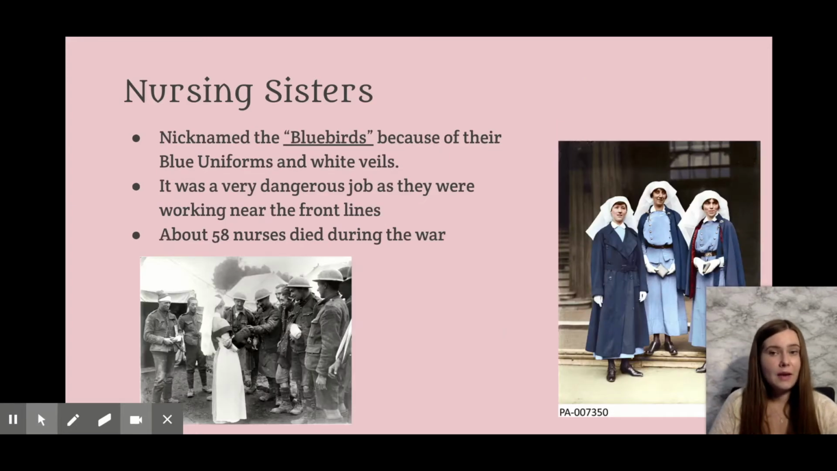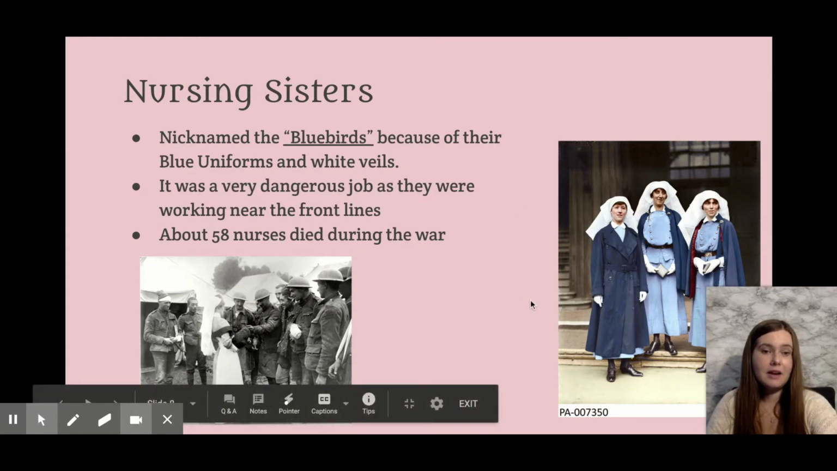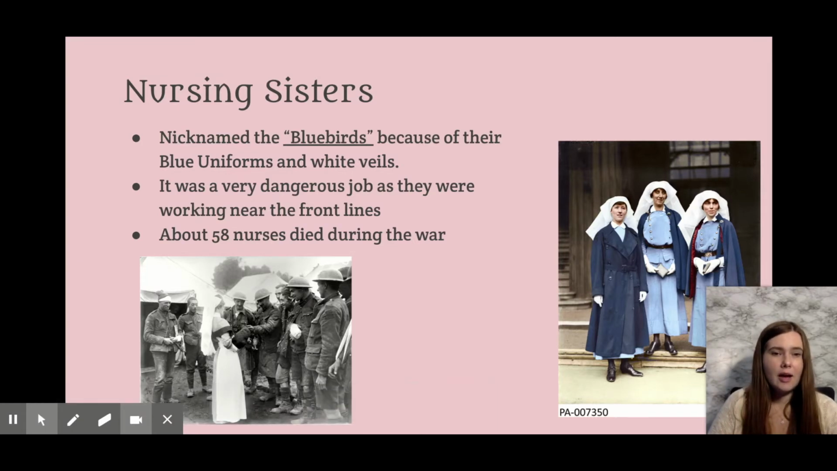So nursing sisters themselves were also nicknamed the Bluebirds because of their blue uniforms and white veils. So we can see that here in this lovely colorized photo from World War I. And you see the nice light blue uniforms with the dark blue capes and coats and the big white veils.